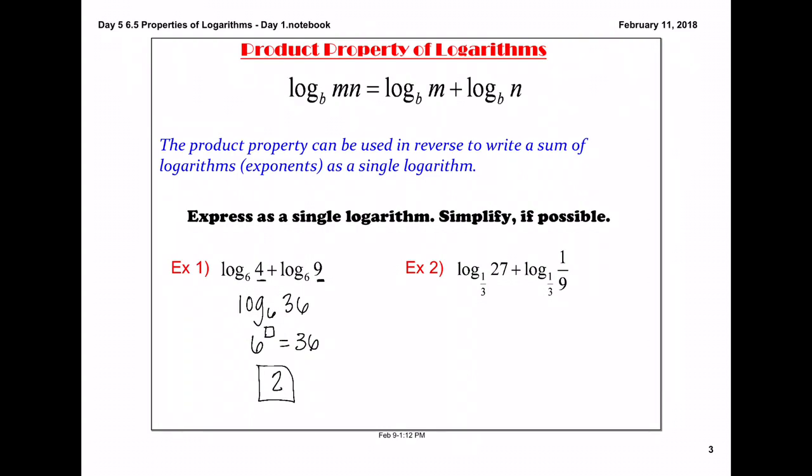Example number 2 says log with a base of 1/3 of 27 plus log with a base of 1/3 of 1/9. We can use the product property, multiply 27 and 1/9 together. So remember, we multiply fractions straight across, and we get 27/9. We can then simplify 27/9 to 3. So 1/3 to what power is equal to 3, and we get -1.